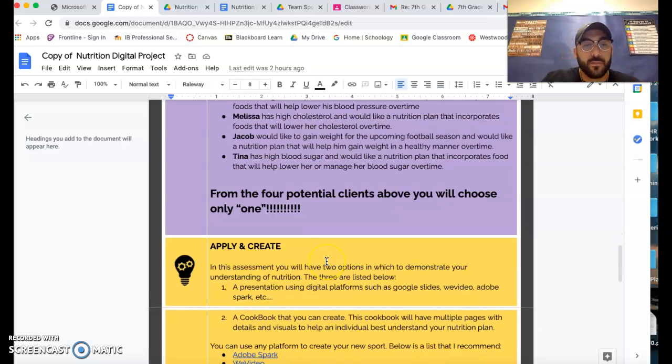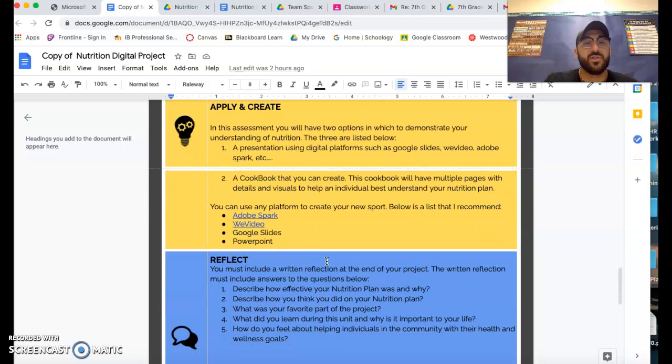Okay. Moving on, so how you're going to turn in this project, you have two options. You can either do typically what we did for our fitness plan, where you can create a presentation using digital platforms such as Google Slides, WeVideo, Adobe Spark. I know a lot of you are getting familiar with Adobe Spark now. Or you can create a cookbook.